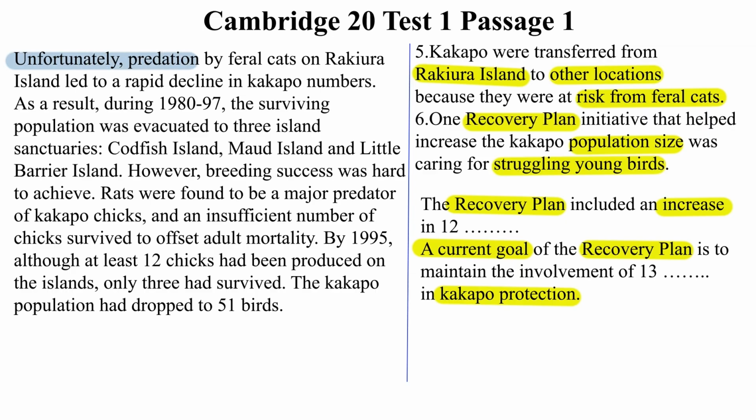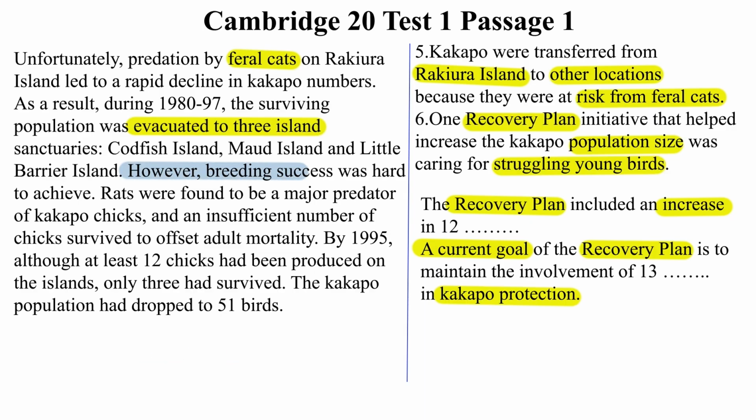Unfortunately, predation by feral cats on Rakiura Island led to a rapid decline in kakapo numbers. Here, feral cats are a threat for kakapo, so this is the indication for question number 5. As a result, during 1980 to 1997, the surviving population was evacuated to three islands: Codfish Island, Maud Island, and Little Barrier Island. In this line, we understand that kakapo moved to three islands. So question number 5 is true.